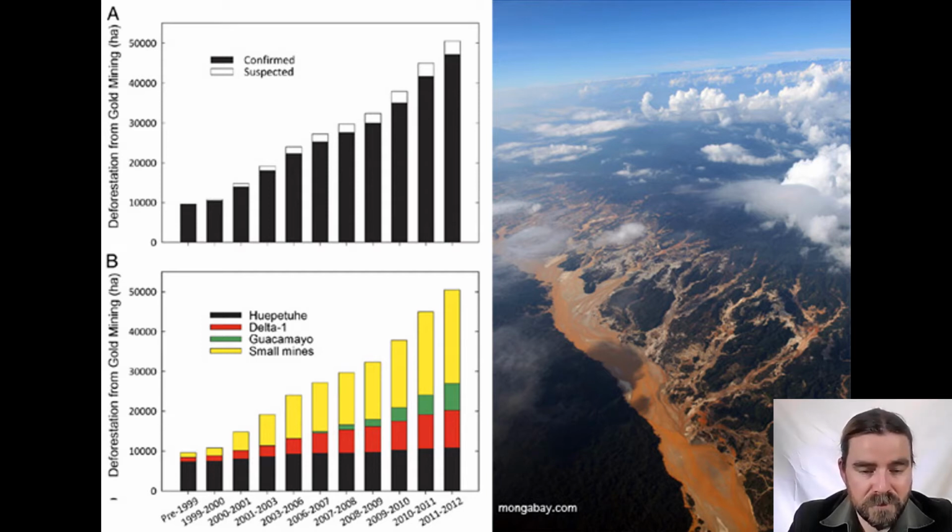So you can ask yourself, what are these graphs about? And second, what are they telling us? So the graphs are about deforestation from gold mines. And what information is it telling us? That deforestation from gold mining has increased steadily from year to year. So there you go. And this one here tells us that a lot of that increase is small mines. I don't know what all those other kinds are.